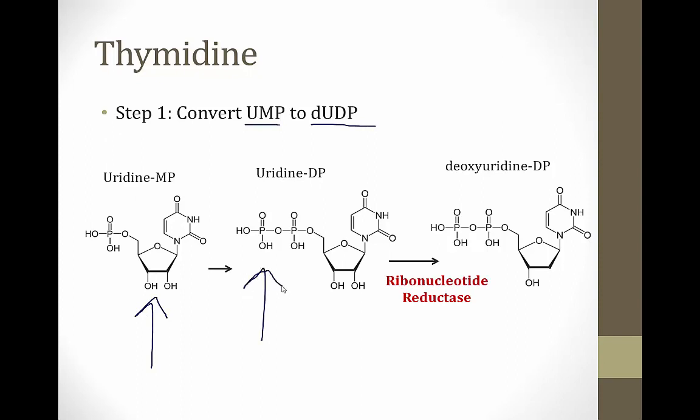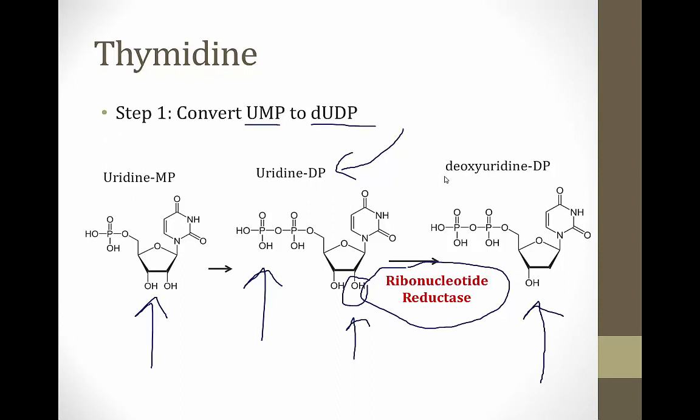We add a phosphate group which comes from ATP, and then the enzyme ribonucleotide reductase can work on any diphosphorylated ribonucleic acid to remove the OH group from the 2-carbon and create deoxyribonucleic acids. So once this OH group here is removed, we now have deoxyuridine diphosphate, and that is step 1.